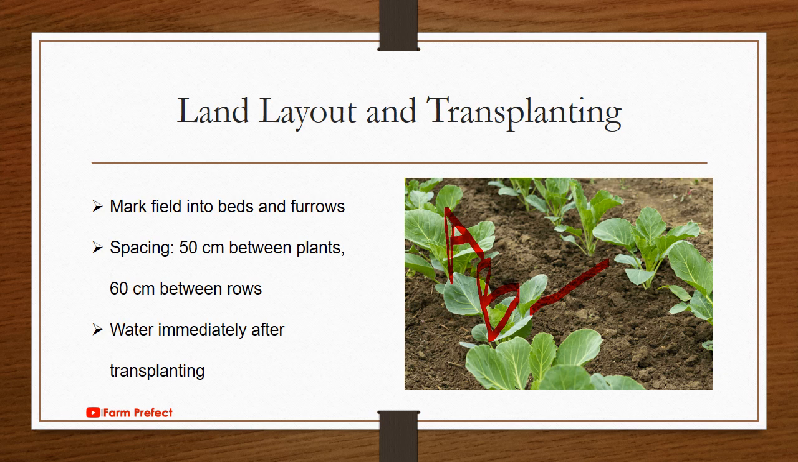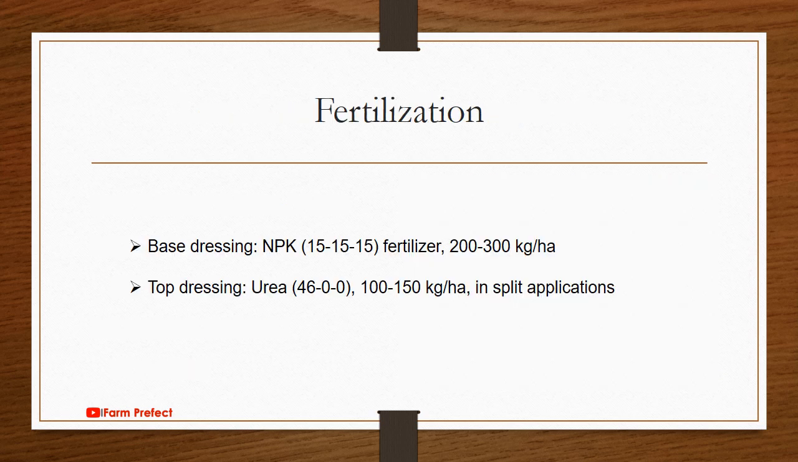Then water immediately after planting. If you are depending on the rain, where you do not have an irrigated farm, one of the things you want to do is get your weather forecast right, so that you transplant at the time it's about to rain. But you could also use watering cans if you can. But if you have an irrigation setup, that is fine, rely on that.